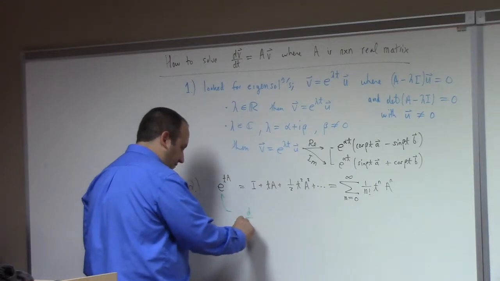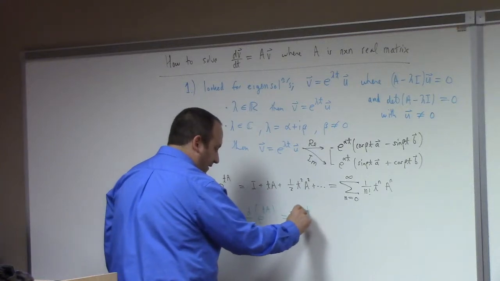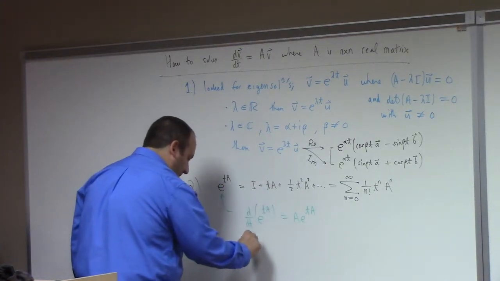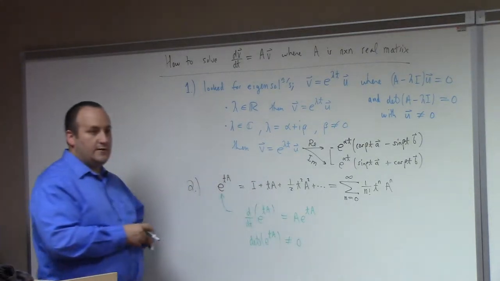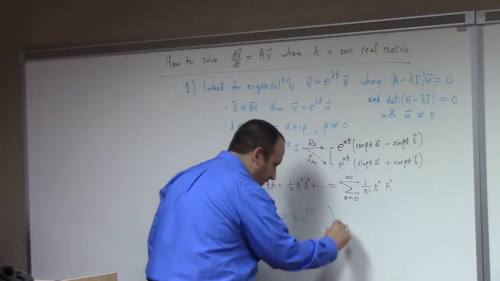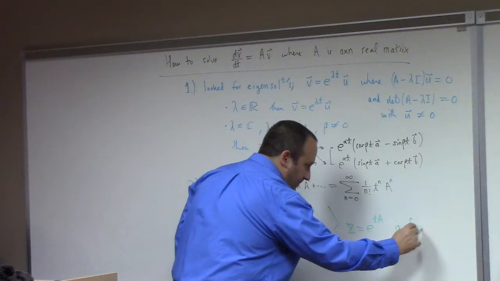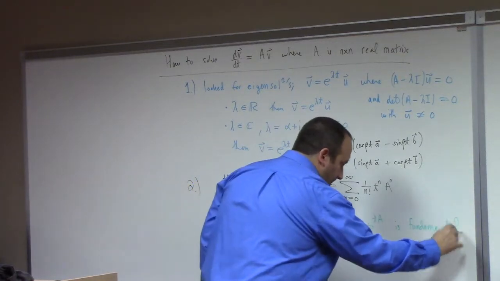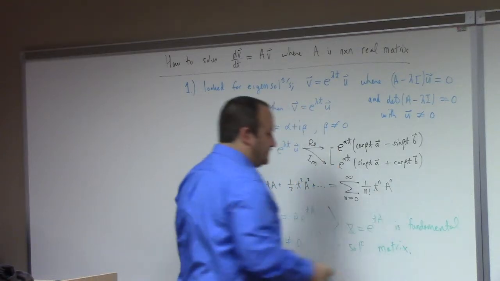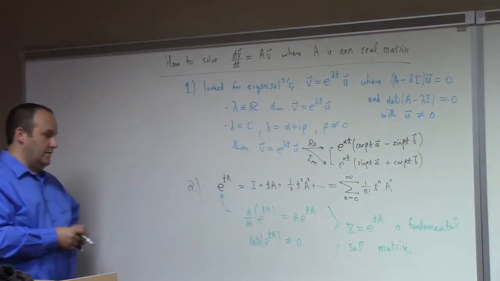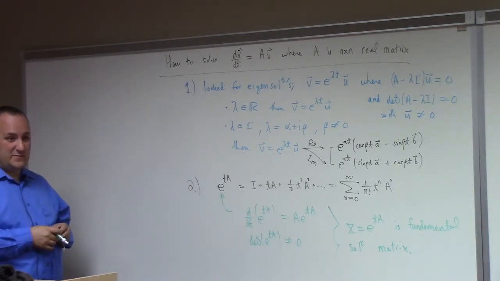The critical thing is that the derivative of e^(tA) is Ae^(tA), right? And the determinant of e^(tA) is not equal to 0. So in short, X = e^(tA) is a fundamental solution matrix. And I showed you one example of how we could calculate it if the matrix was relatively simple, right?